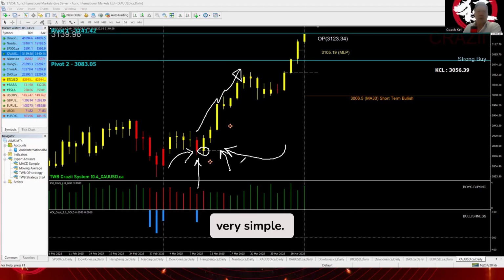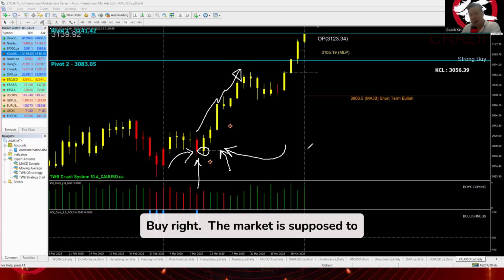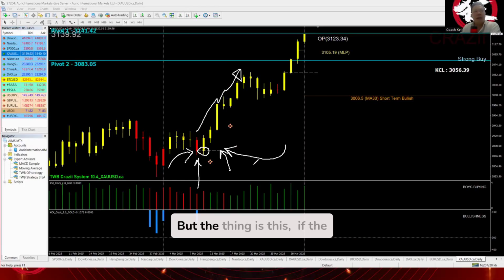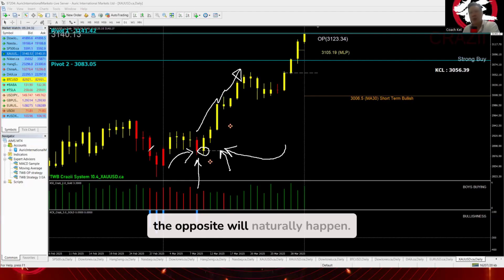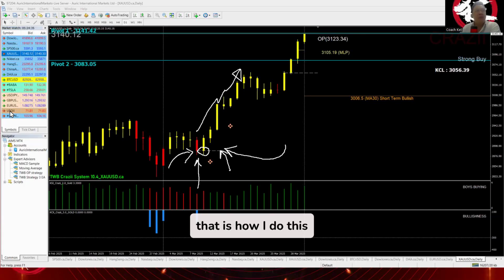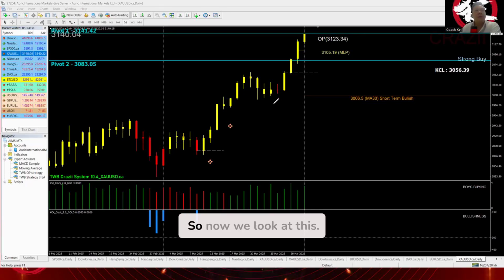Now, very simple. By right, the market is supposed to go down. But if the market is supposed to go down or is being generated to go down, yet it doesn't go down, then the opposite will naturally happen. You understand my point? So that is how I use this particular indicator. So now we look at this.